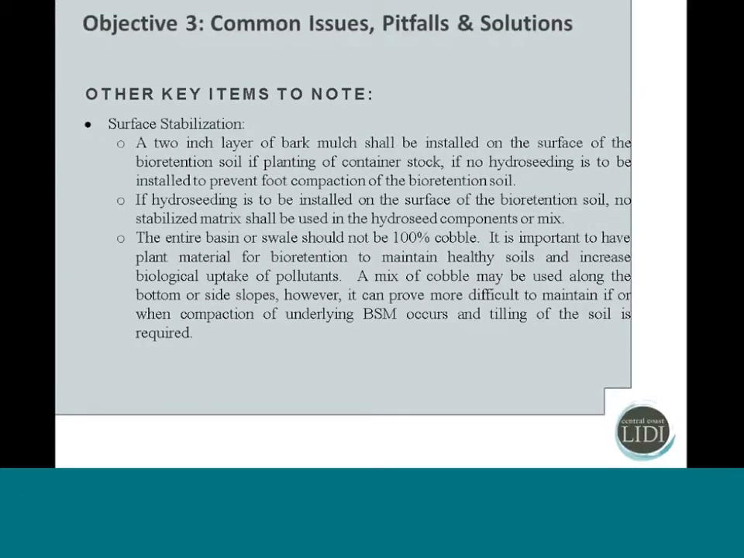Surface stabilization, so this depends on what type of plant palette the landscape architect is looking for, but unless you're doing some type of hydroseed, a layer of mulch is often recommended, and then the type of mulch is important. So you're looking for a mulch that's not going to float. There's a lot of guidance coming out on that type of mulch.